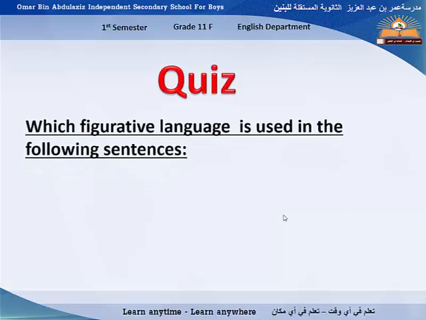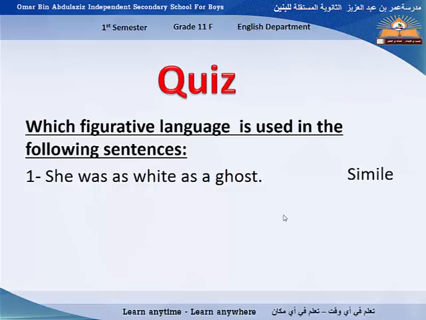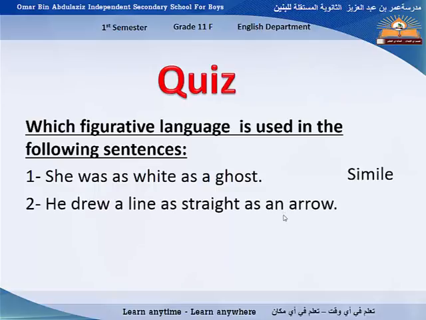Now it's quiz time. Which figurative language is used in the following sentences? Read the sentence carefully so that you can know the answer. She was as white as a ghost. As white as a ghost. Okay, correct, thank you. It's simile because of the existence of as.